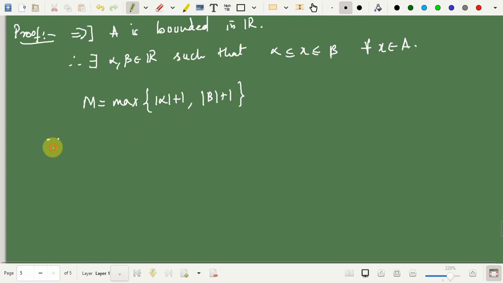Since we know that mod of x is the maximum of x comma minus x, we would have mod of x equal to x or minus x. So, I will discuss this in two cases, and I would show that in both the cases we attain the inequality which we require. So, if mod of x is equal to x, then in that case it is straightforward.